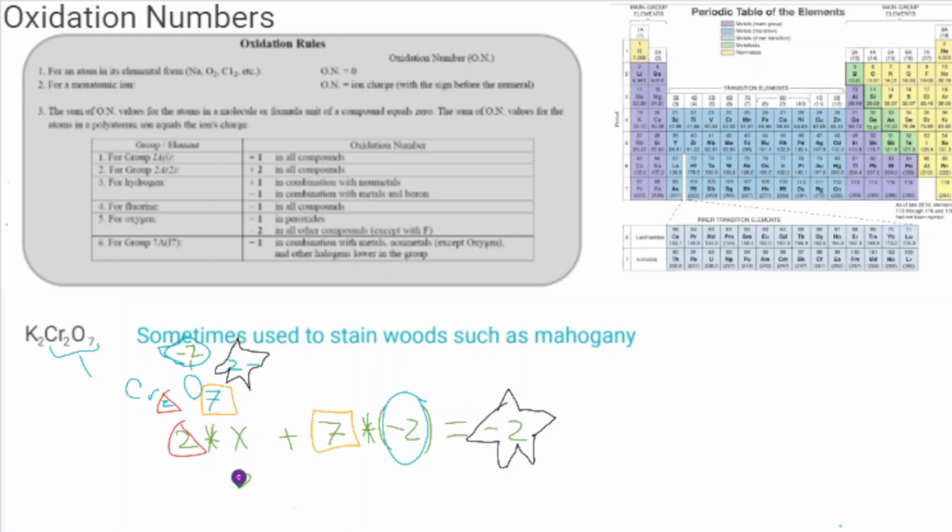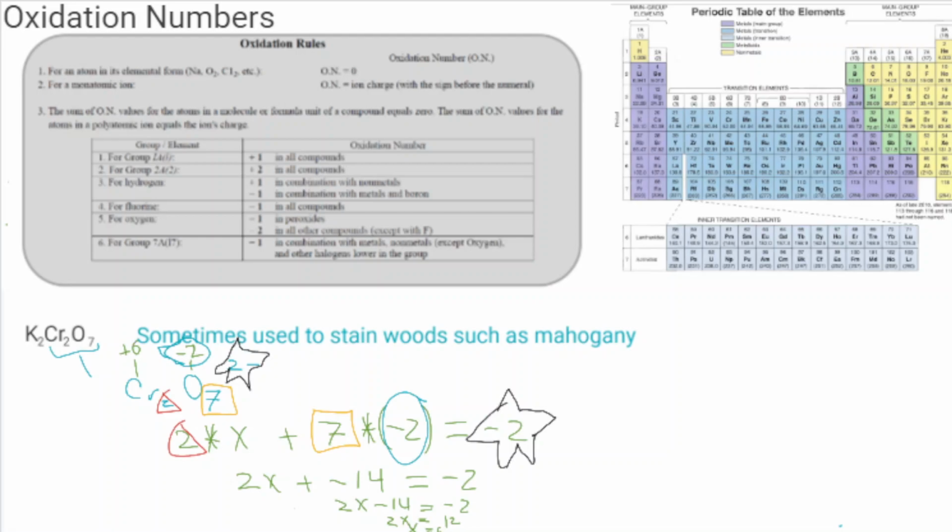And so we'll say we have 2x plus 7 times -2, giving us -14, is equal to -2. We'll say 2x minus 14 is equal to -2. Add 14 to both sides, we'll have 2x is equal to 12. And then to isolate the x, we'll divide both sides by 2, and we'll have x is equal to 6. And so for our chromium, it's going to be a positive 6.